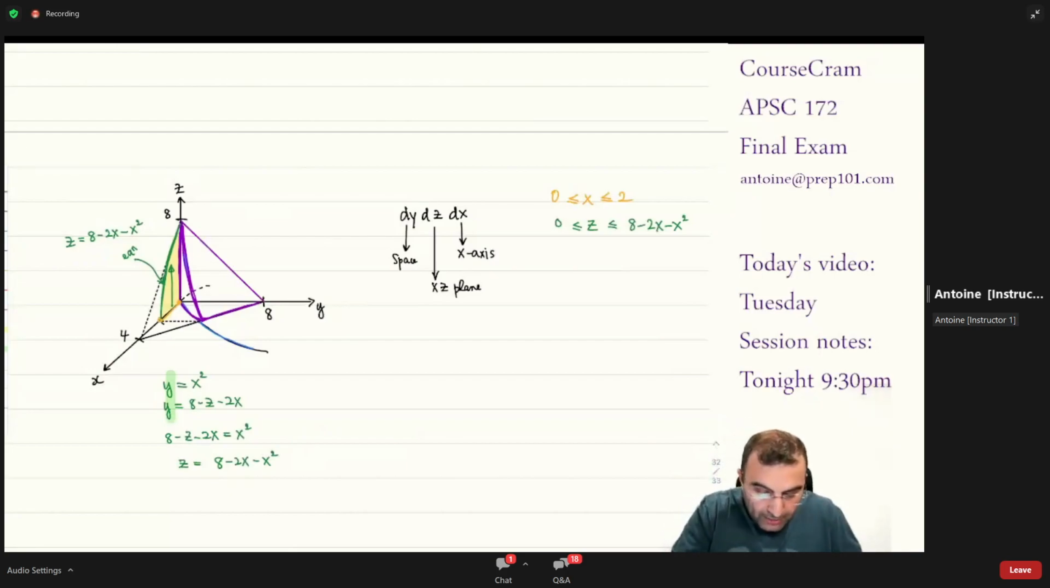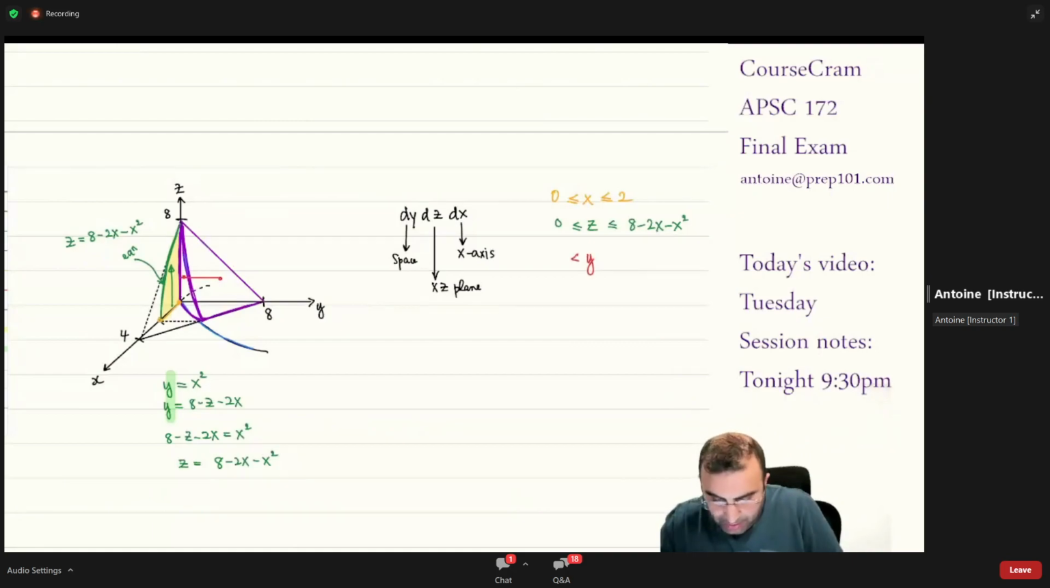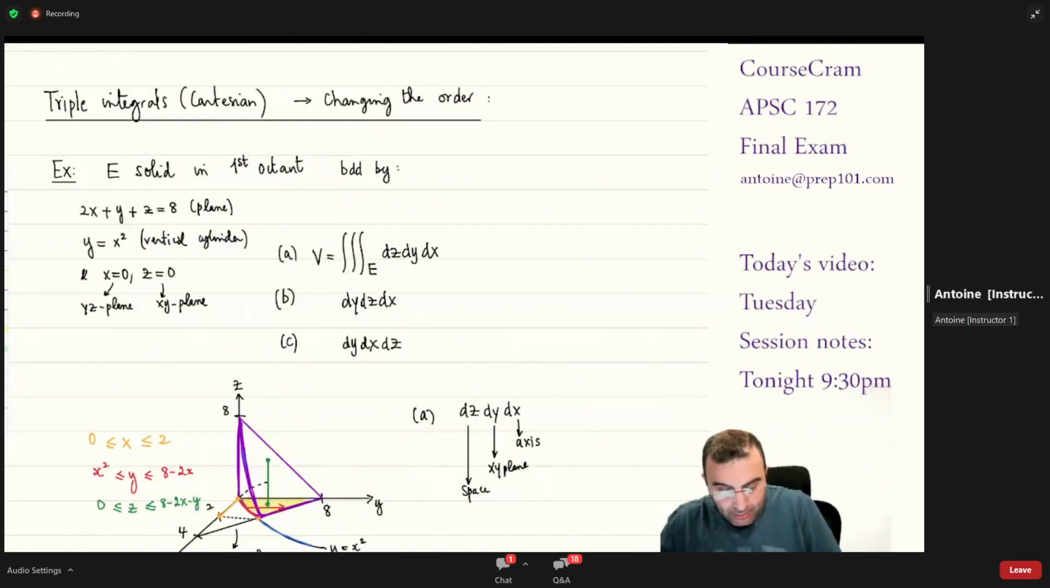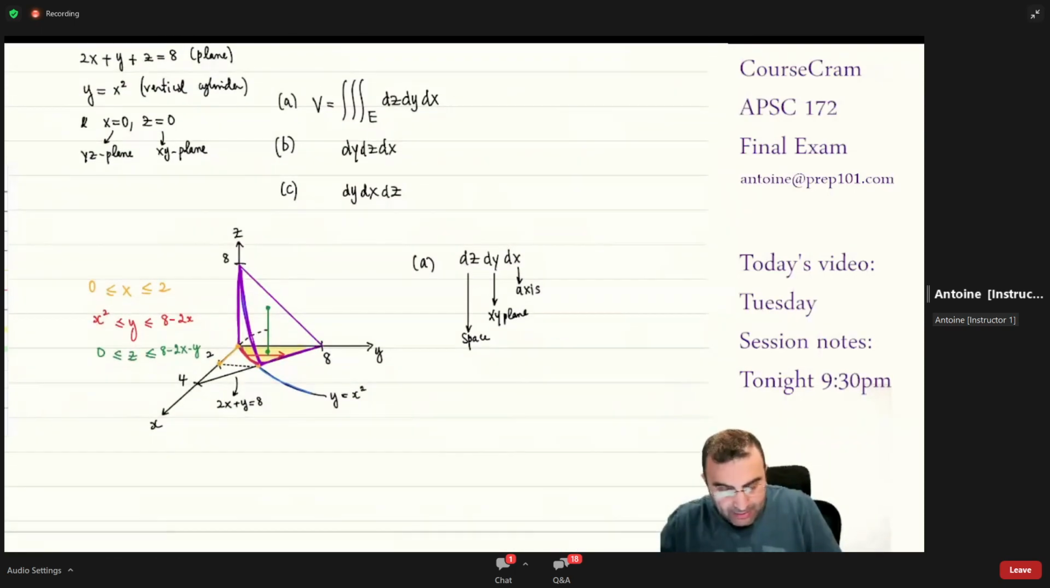Now, what's y doing? Now in space, we have to look in space. Y starts at this end of the volume and goes to this end of the volume. So it's pretty clear that y goes from the cylinder x squared to the plane, which is y is equal to 8 minus 2x minus z.